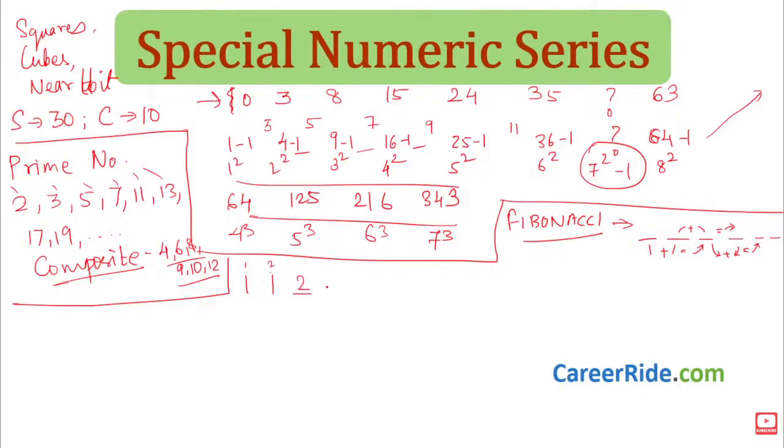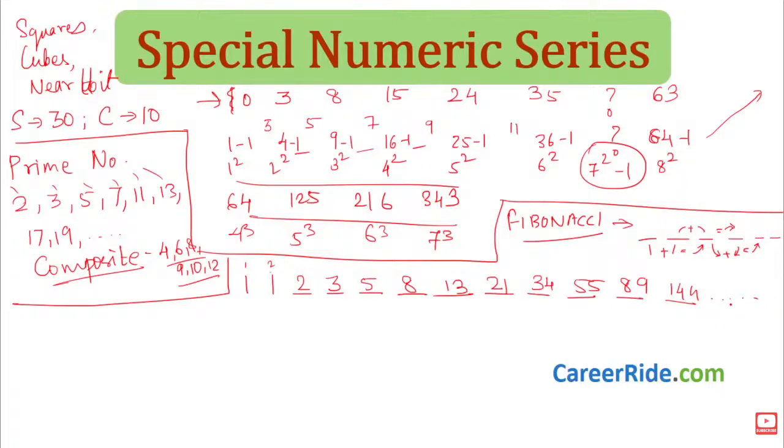1 plus 1 is 2. What is the next element? Add the previous 2 elements. 2 plus 1 is 3. Next, 3 plus 2 is 5. Next, 5 plus 3 is 8. 8 plus 5 is 13. 13 plus 8 is 21. 21 plus 13 is 34. 34 plus 21 is 55, plus is 89. 89 plus 55 is 144, and so on.